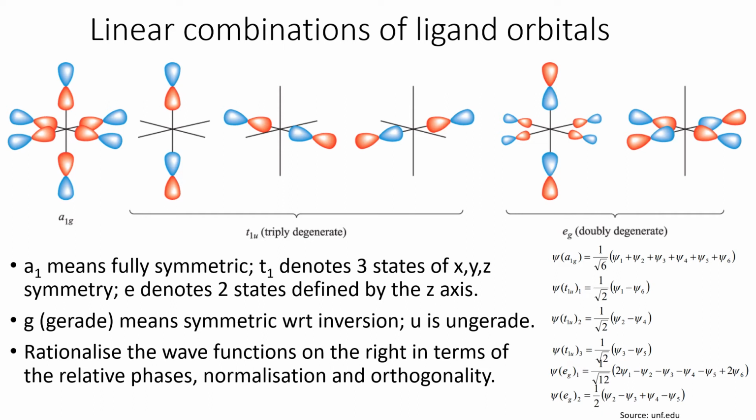So there we are. Perhaps the simplest one at the top, the A1G, the fully symmetric. Because all these orbitals are the same phase, we've just got a whole series of psi1 plus psi2 up to psi6, representing the fact they've all got the same phase. And then we have this normalization term in front of it, the 1 over root 6.